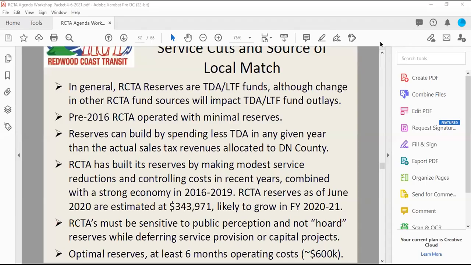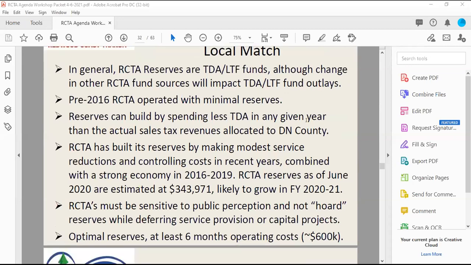One of the things we didn't mention when we were talking about the reserves is we used to have a federal source that was used both for capital and operating. It's called 5311F. That was cut 50% a number of years ago, and we're just not going to get that again. It's going to be very competitive year to year, and someday we could lose that totally. So we do need to continue building the reserves.